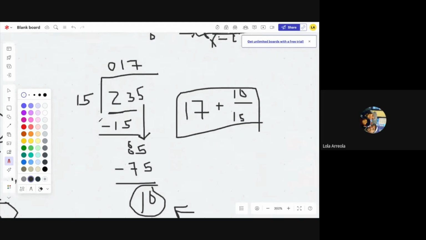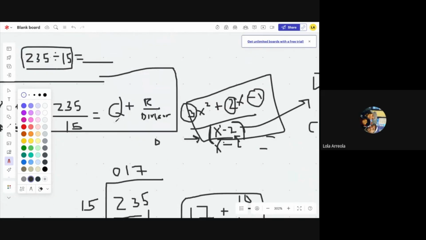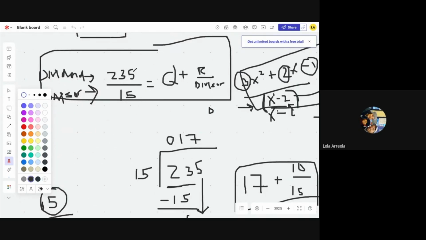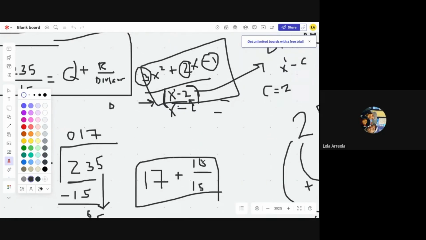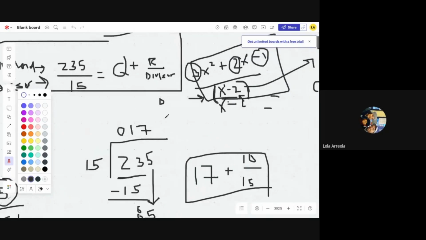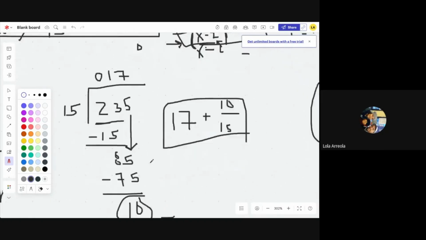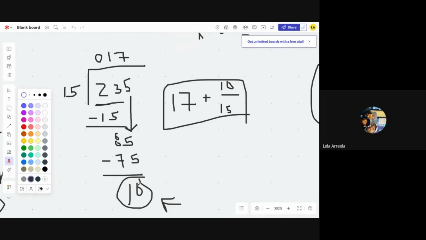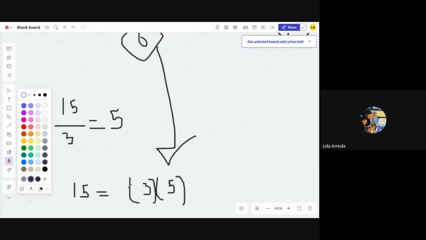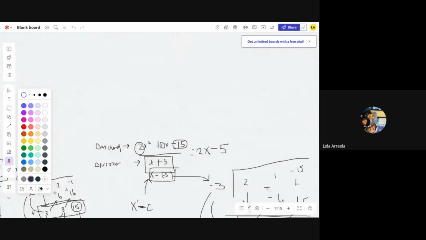Unlike this one, when I did 235 divided by 15, I happen to get 17 plus 10 over 15. Is 15 a factor of 235? No. Is 17 plus 10 over 15 also a factor of 235? The answer is no. How do I know this? Because I have a remainder that is not 0. Here, when I have a remainder equals 0, I've found a perfect factor.